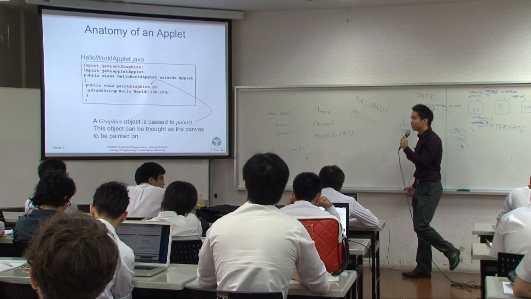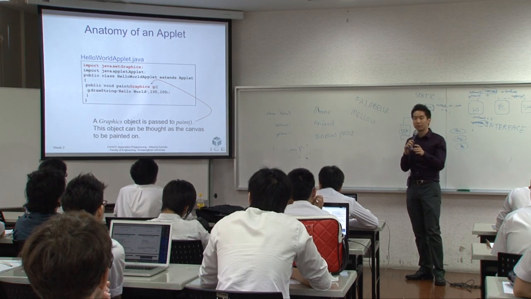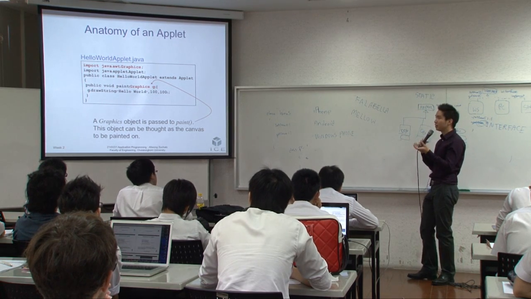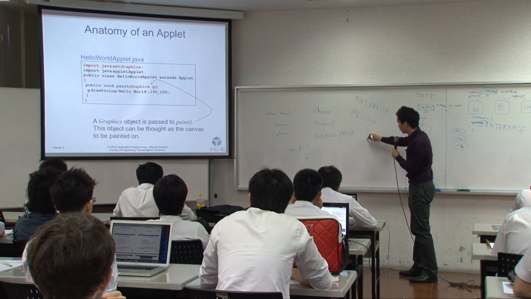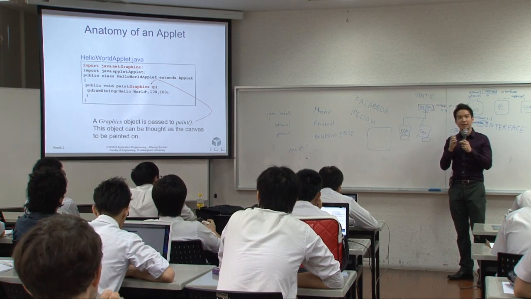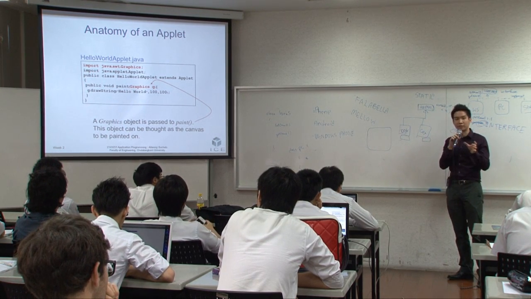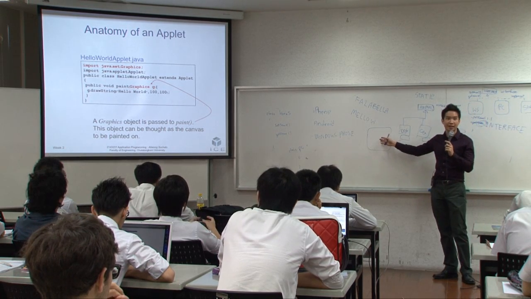So a Graphics object is passed to paint, so that's done automatically, okay? And this object can be thought of as the canvas to be painted on. So if we go back to my original question, asking you guys, if I did not have the drawString method called on the g Graphics object, what would happen? You would just get a blank screen.